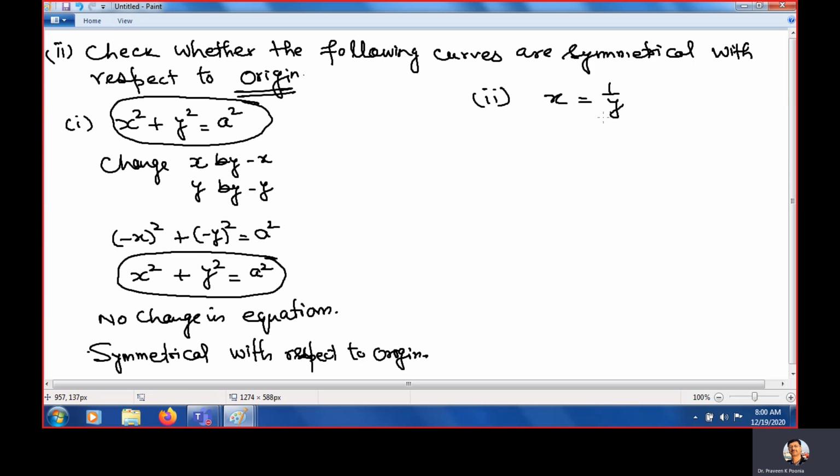Clear? Another curve we will take is x is equal to 1 upon y, or this can be written as xy is equal to 1. You write it x is equal to 1 upon y, or you write it y is equal to 1 upon x, or you write it xy is equal to 1. All the three graphs are same graph. Clear? So what we are doing?